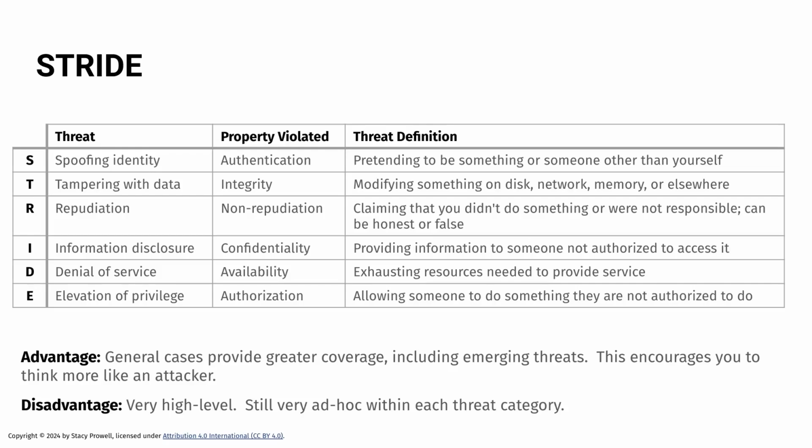But that's fine. Spoofing identity is pretending to be someone or something other than yourself. And we'll talk a little bit more about these in a moment. Tampering with data, just what it says. Repudiation is claiming that you didn't do something or you were not responsible. Information disclosure, obviously giving out information when you shouldn't. Denial of service, exhausting resources for something. Elevation of privilege is allowing someone to do something they should not be authorized to do.